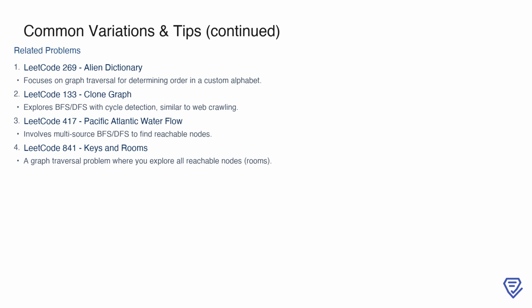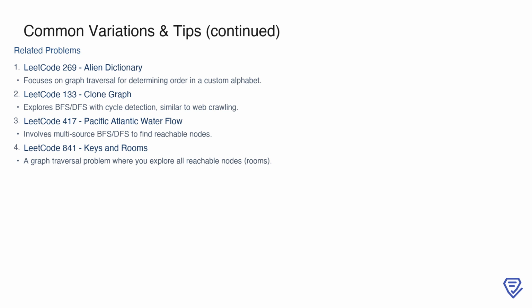For example, LeetCode 269, Alien Dictionary, involves graph traversal to determine the order of characters in a custom alphabet. This problem emphasizes dependency resolution, which is similar to managing traversal order in web crawling. LeetCode 133, Clone Graph, also explores BFS and DFS while requiring cycle detection, a key concept in avoiding redundant processing in web crawling.